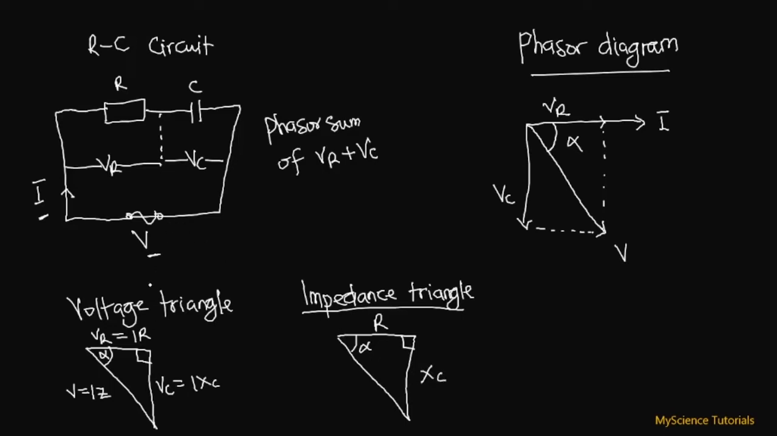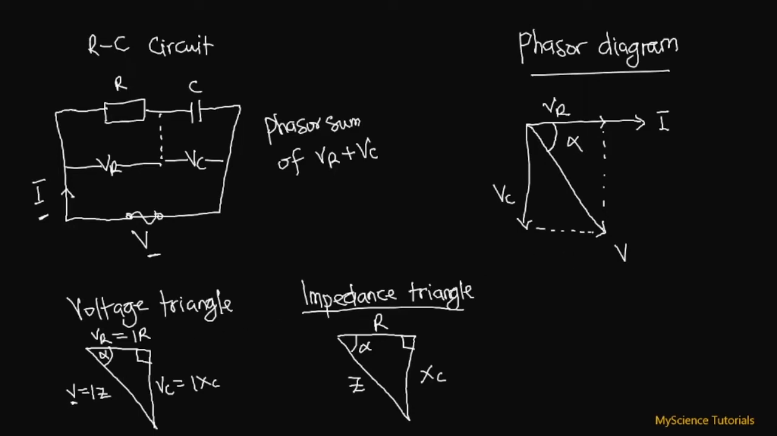And then the opposition to the flow of current in this entire circuit is what I said we call the impedance, so Z over here. Okay, so let's look at some of the parameters or some of the things that we can find from this voltage triangle and the impedance triangle.